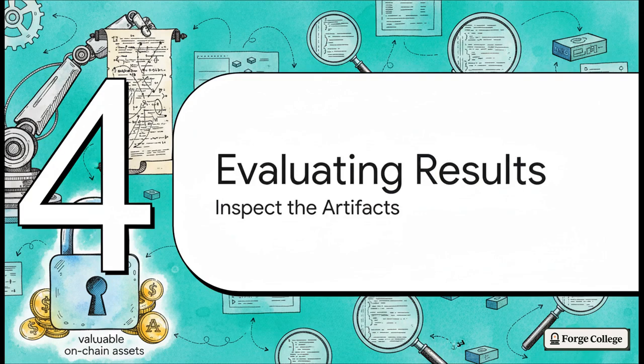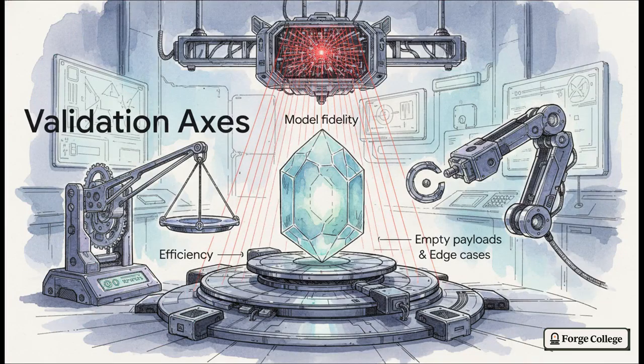Which brings us to section 4, evaluating the results. Let's inspect those artifacts. Listen, you can never blindly trust generated code, ever, especially when we're dealing with immutable smart contracts. You've got to rigorously check it against 4 main axes. Correctness, are your asserts and reverts fully covered?